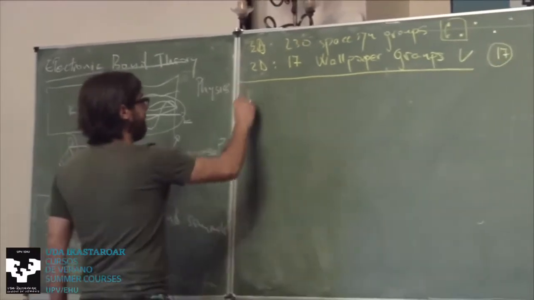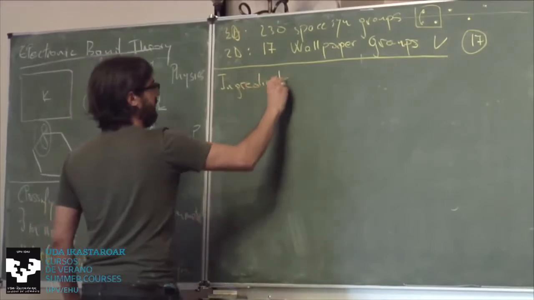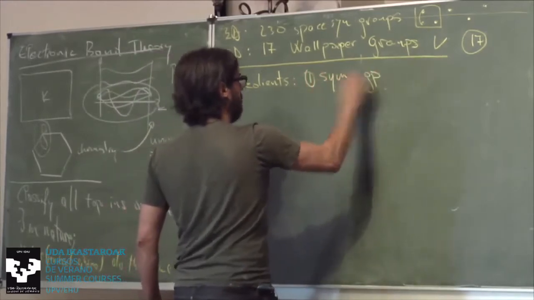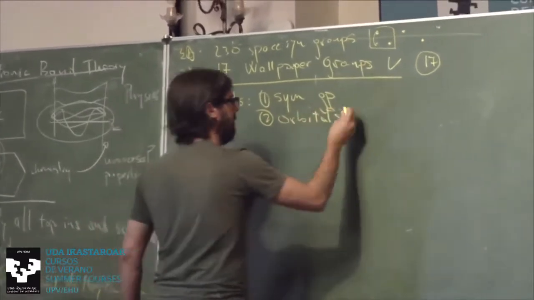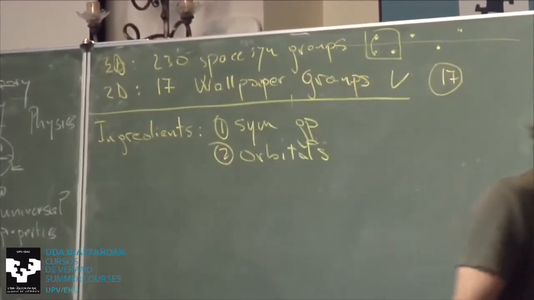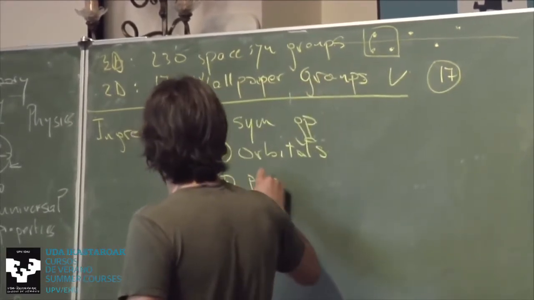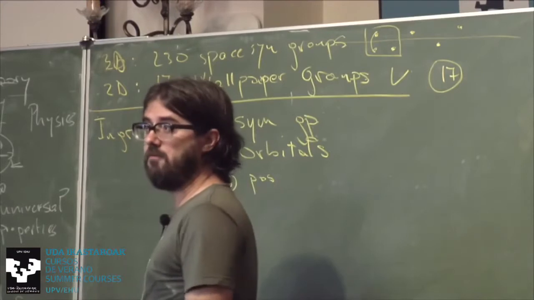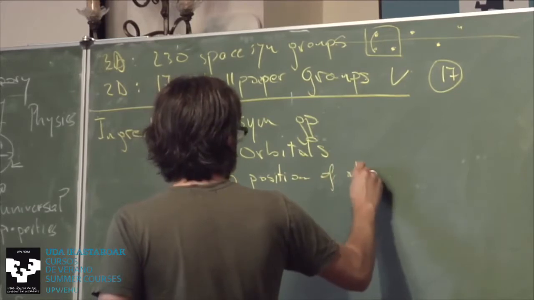Okay, so what are the ingredients of the theory, and what are the outcomes? The ingredients are the symmetry group, the orbitals of the atoms that you're putting in your lattice. That's how materials get built. I have some orbitals in a symmetry group. And number 3, the position of these orbitals. So orbitals are just the valence orbitals of some atom, which you know by knowing the atom, and the position of atoms on lattices.